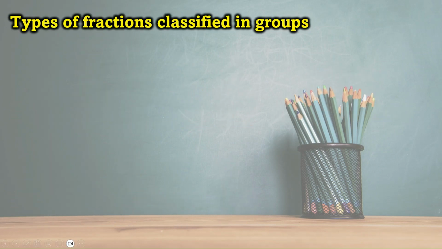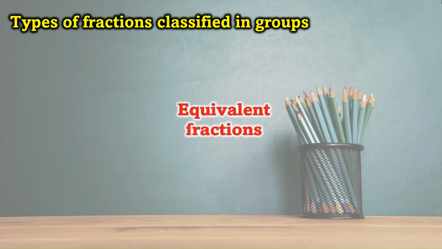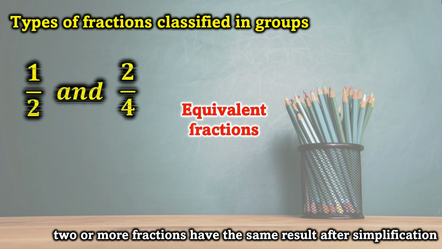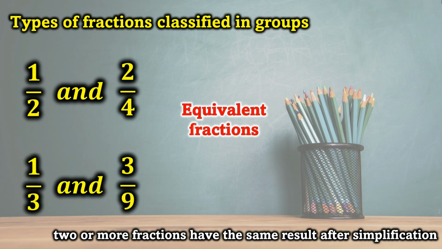The last type of fraction we have is equivalent fractions. This is when two or more fractions have the same result after simplification or reducing to lowest terms, for which they represent the same portion of the whole. Such fractions are equal and are called equivalent fractions. We have 1/2 and 2/4. They are both equivalent fractions. And we have 1/3 and 3/9.